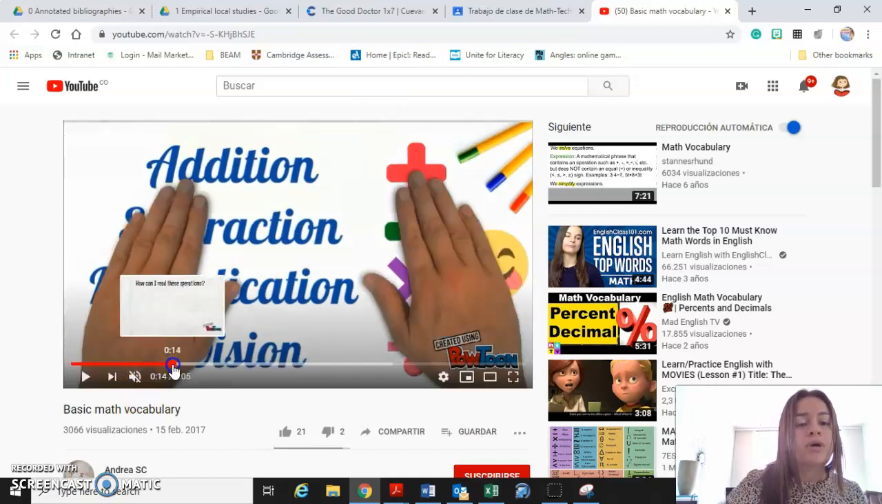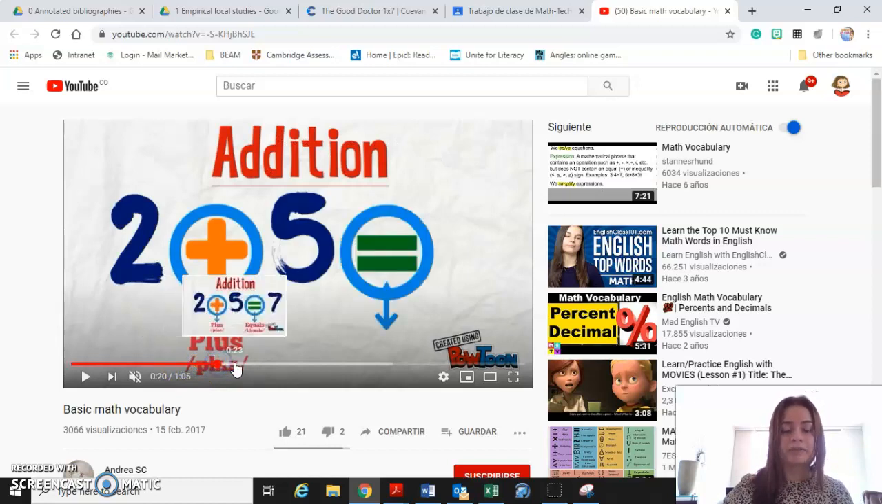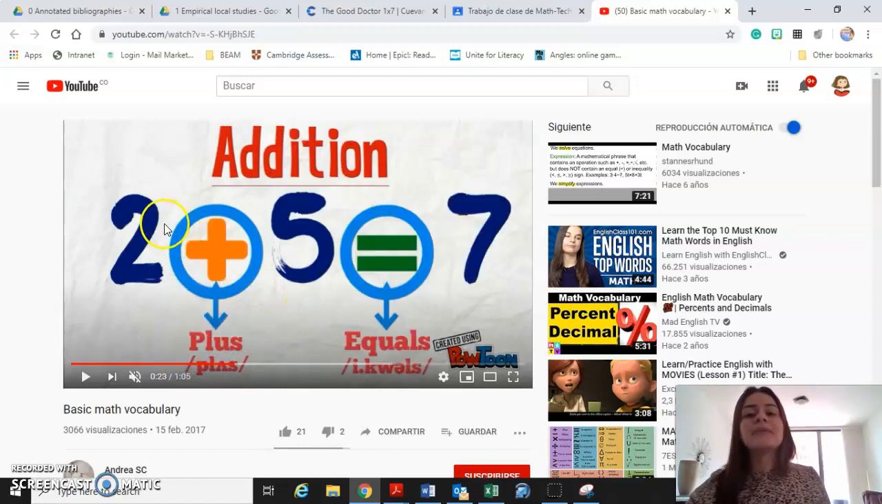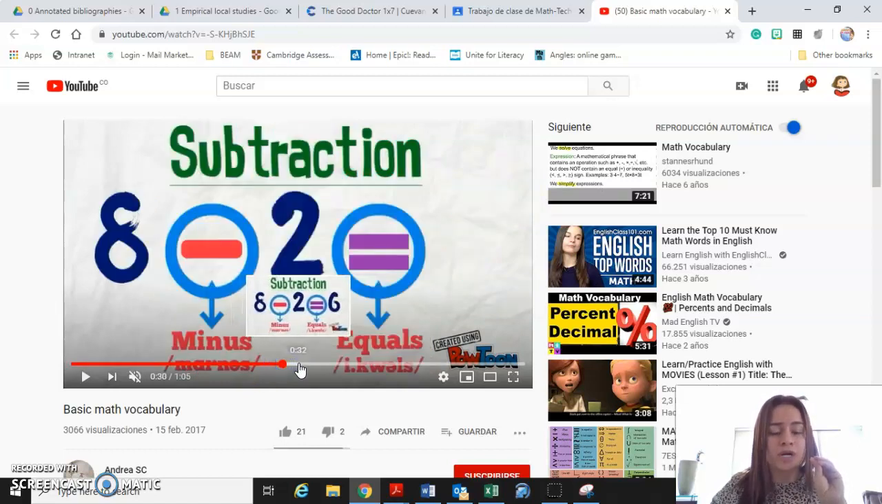Now, how can I read these operations? This is the most important part. He's making an example that all these numbers together with these symbols, the name of all that group is addition. But when you read them, you say 2 plus 5 equals 7. Okay? And that is the most important part. They make examples with addition and they make examples with subtraction.